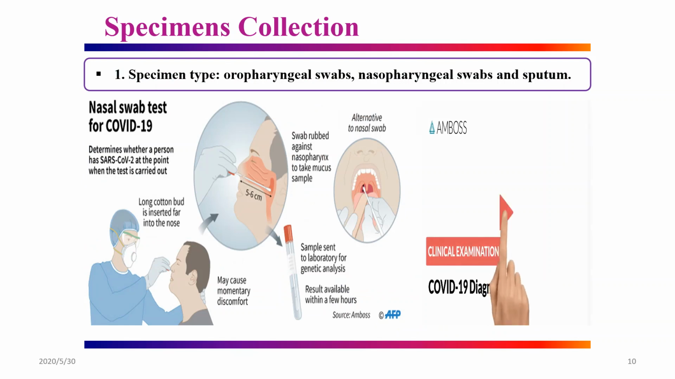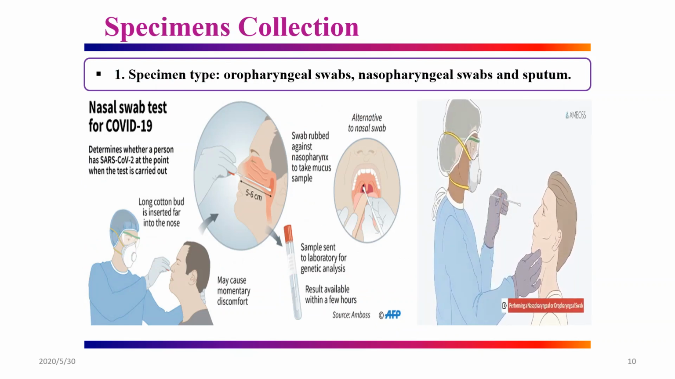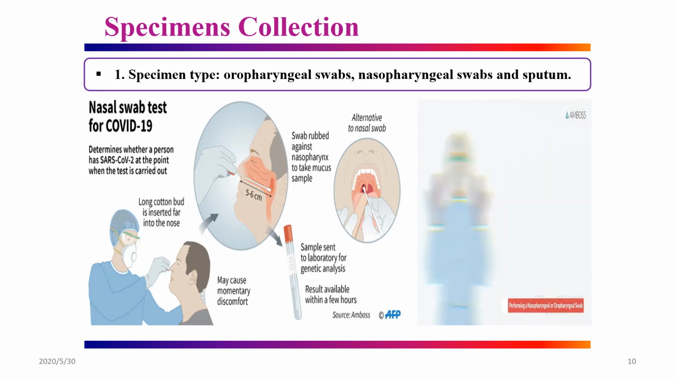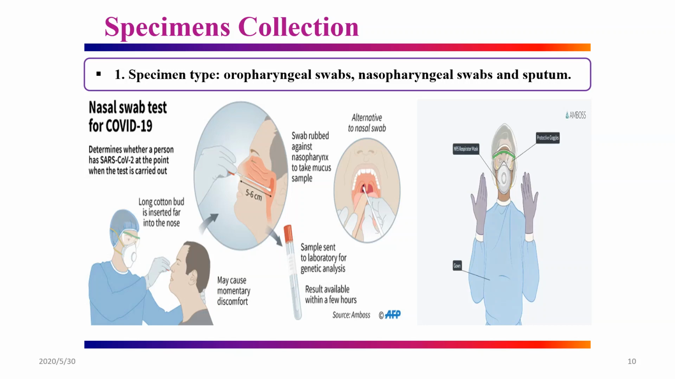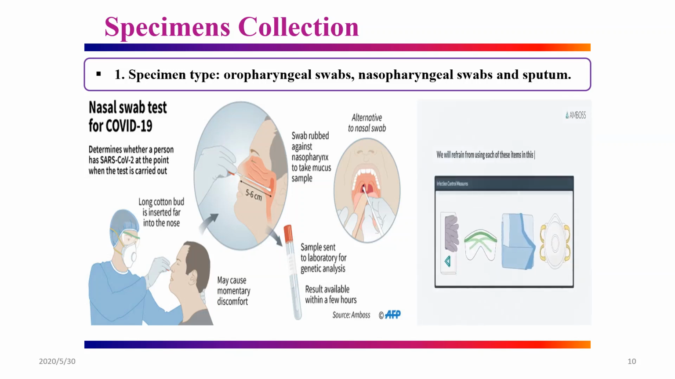COVID-19 diagnostics. Performing a nasopharyngeal or oropharyngeal swab. It is essential to follow proper infection control measures when samples are collected from patients with a suspected coronavirus infection. Among other things, the examiner should wear an N95 respirator mask, gown, protective goggles, and gloves. To save resources, we will refrain from using each of these items in this video, and instead only show the technical details of sample collection.